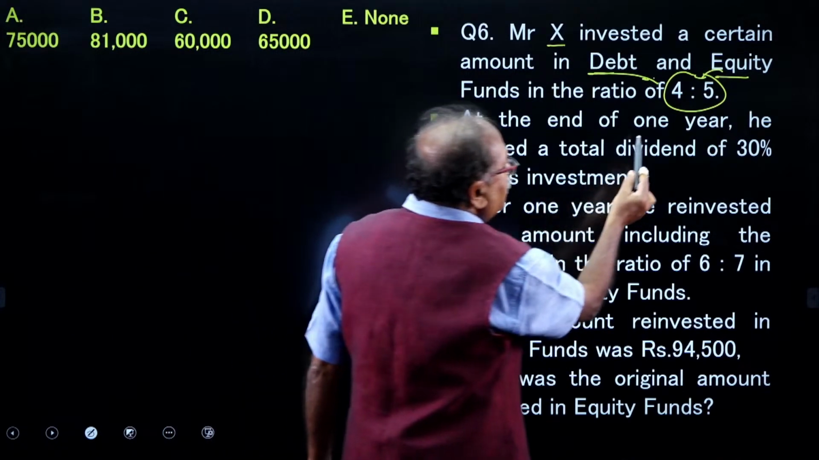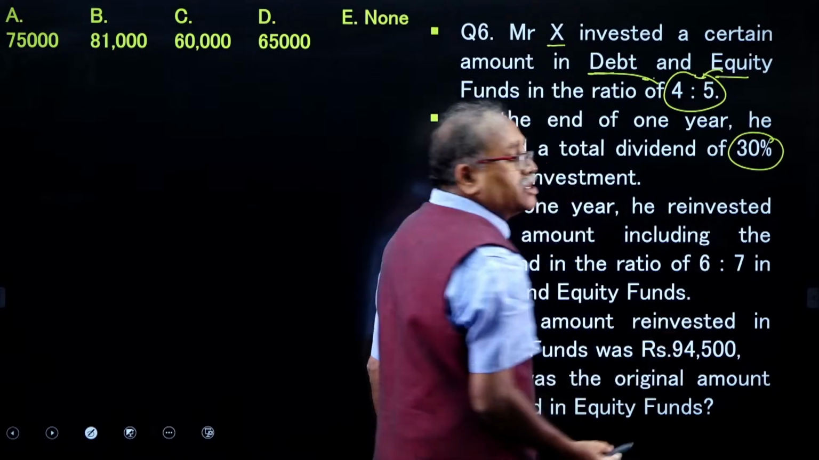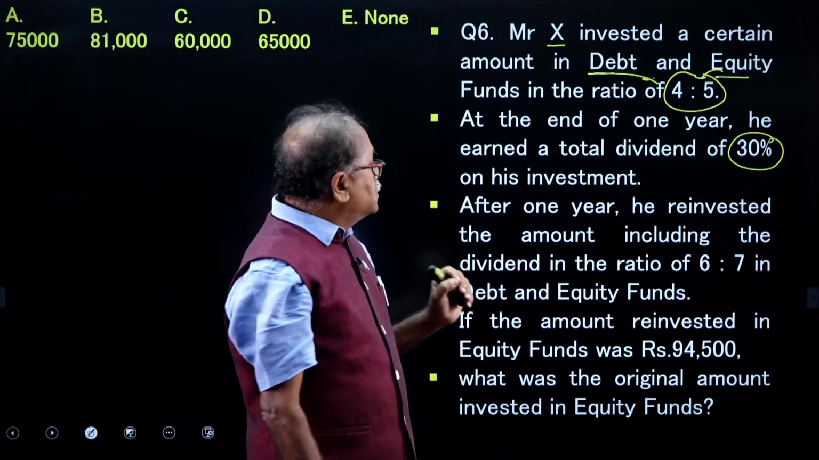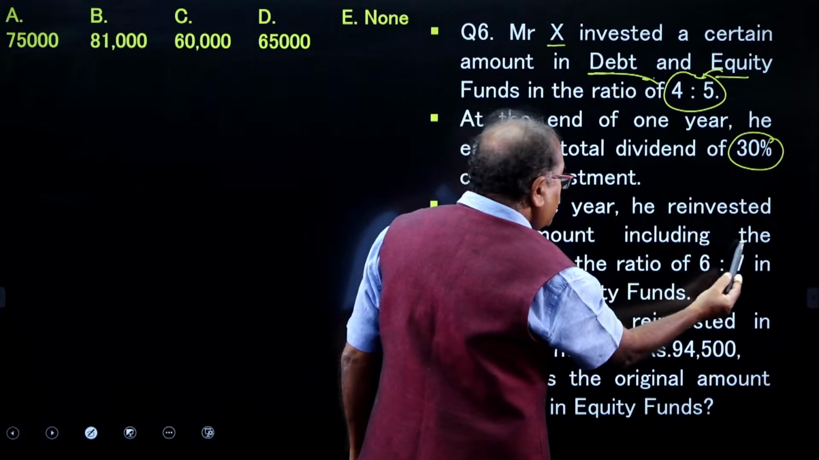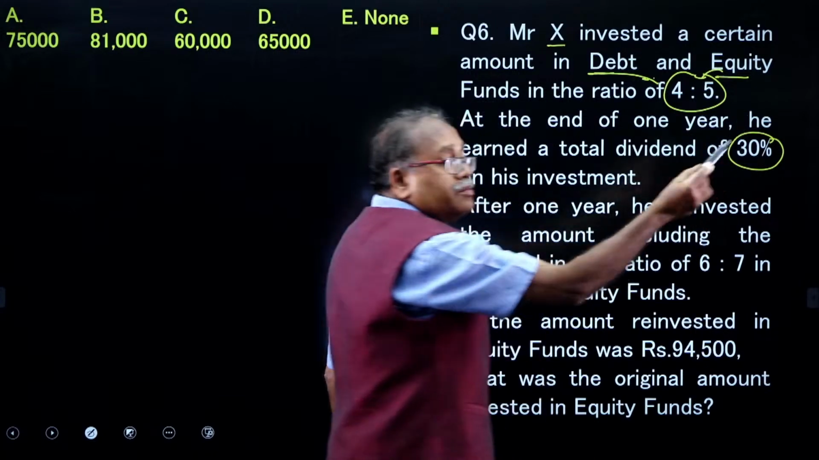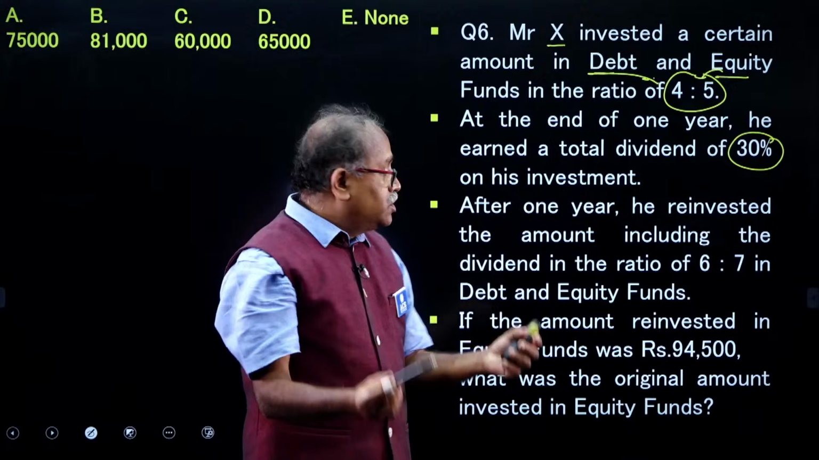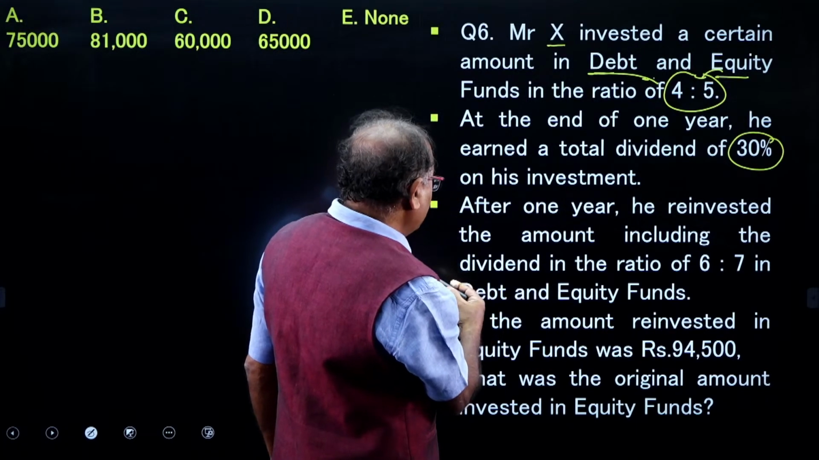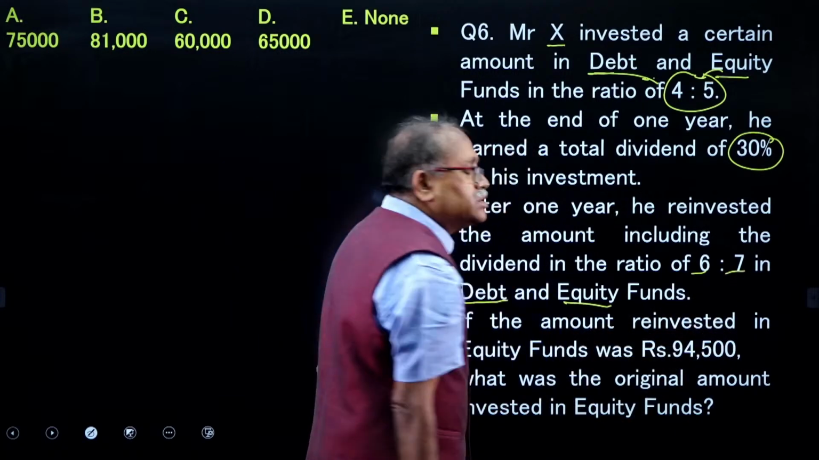At the end of 1 year, he earned a total dividend of 30%, that means over 9x. Next, after 1 year, he reinvested the amount including the dividend. So, this 9x plus 30% of 9x, that means 130% of 9x. He reinvested again in debt and equity in the ratio of 6:7.